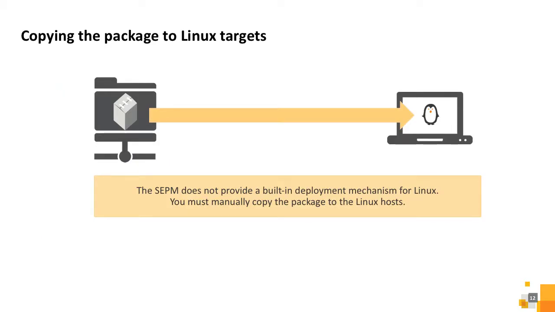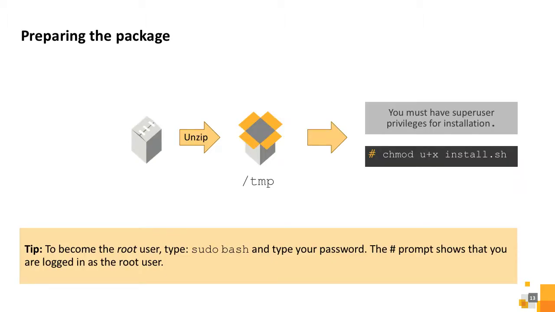SEPM does not provide a built-in deployment mechanism for Linux. You must manually copy the package to the Linux hosts. Ensure that the package is on a network share that is accessible by the Linux target machines. The package is compressed, so you must decompress the package to extract all the files on the /tmp folder. You must extract the package in the /tmp folder so that the compile works.